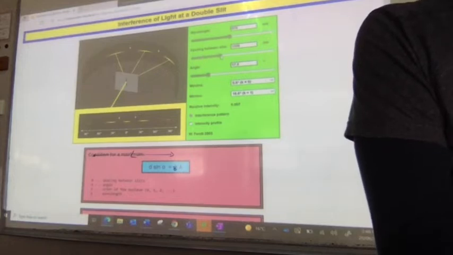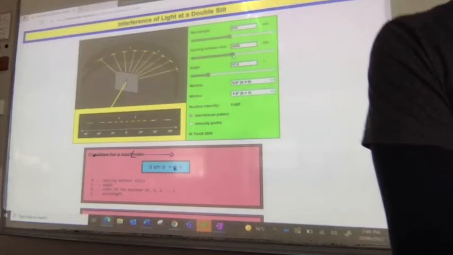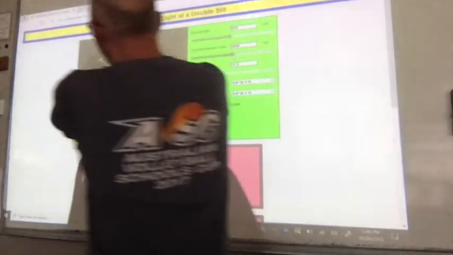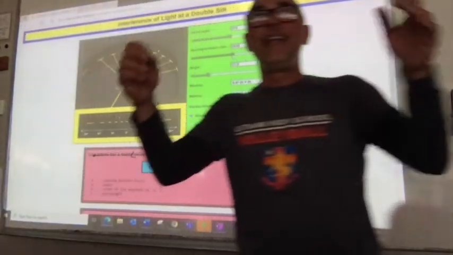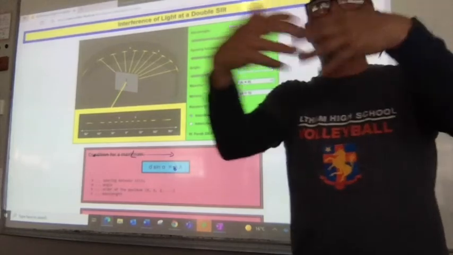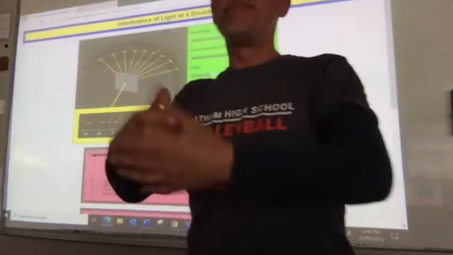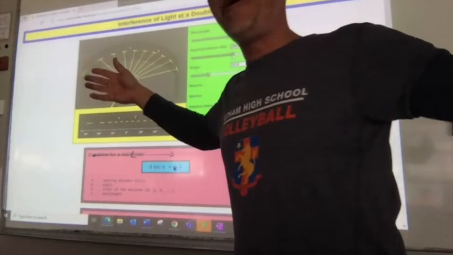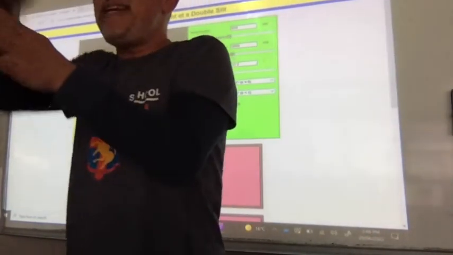Okay, we're going to increase the separation. Why is that? Remember what I said before? If the two slits are further apart, more ringlets get out before they start interfering with each other. More ringlets, more interference, more bands if they're spread apart. If you squish them together, then they meet really early.